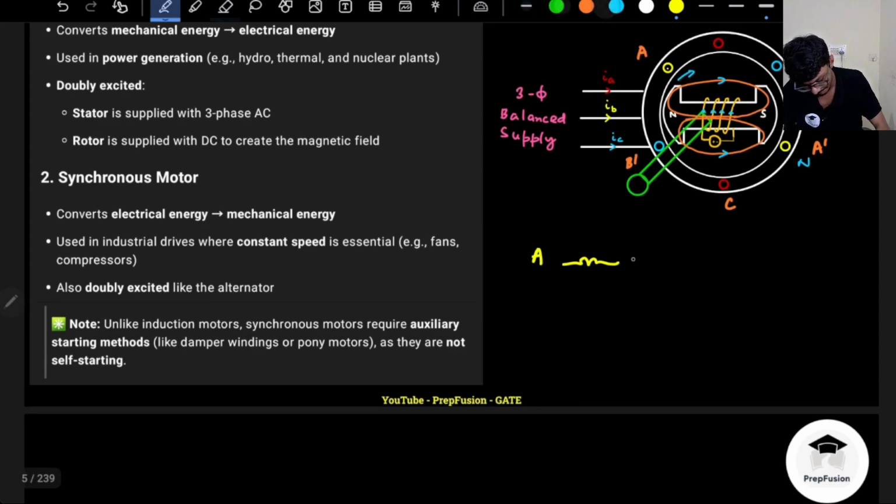then I have a winding here, BB dash, then I have a winding CC dash.